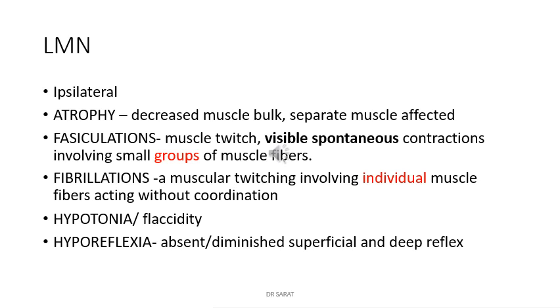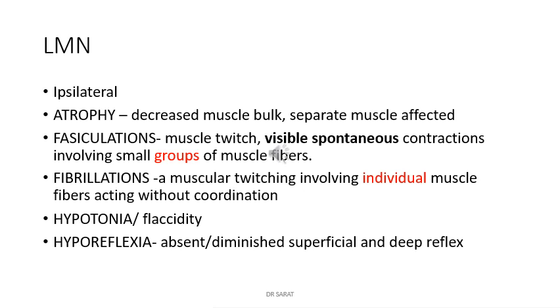Fibrillations, these are muscular twitching, again a similar kind of muscular twitching, but a bit more minute than the fasciculations. It involves individual muscle fibers, which act without coordination, that is fibrillation. So both are seen in lower motor neuron lesions. Then hypotonia, that is the muscle tone becomes flaccid. In upper motor neuron it is spastic or rigid. Here it is flaccid, or hypotonia.